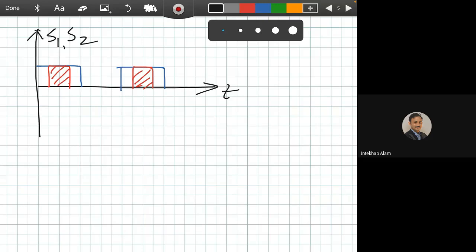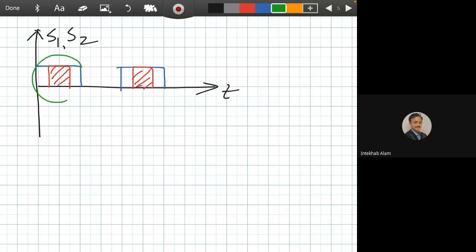Do you understand? We are inserting only one pulse for each switch.